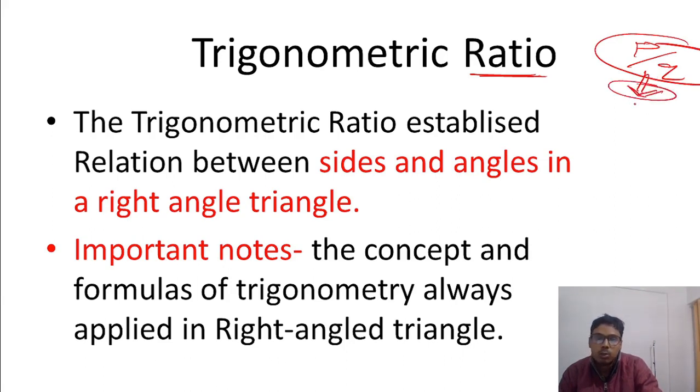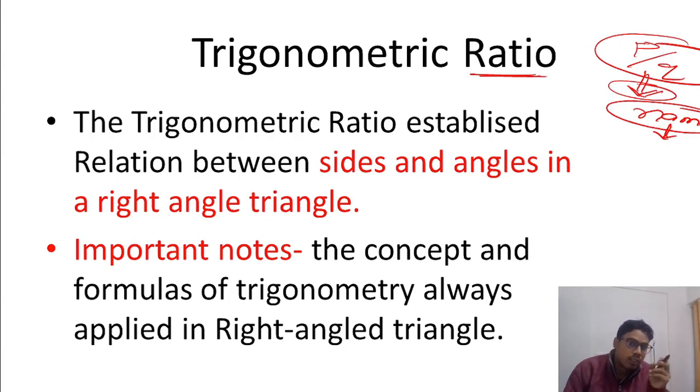We name the P by Q ratio. You have heard about sine, cos, tan, cot, sec, cosec. These are the names of these P by Q ratios. How these names come, we explain in detail in the next slide. First of all, understand that the trigonometric ratio establishes the relation between the sides and angles in a right angle triangle.